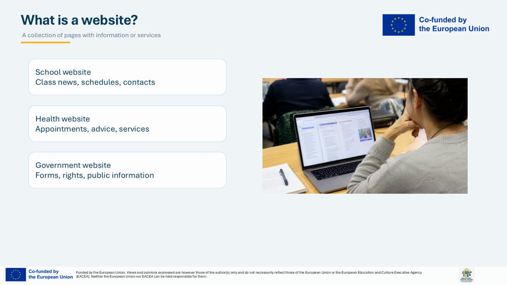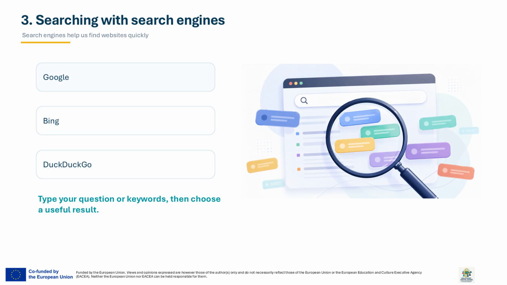A website is a collection of pages with information or services. For example, a school website may include class news, schedules, contact information, and announcements. A health website may give information about appointments, health advice, or services. A government website may include forms, rights, official information, and public services. When we use the internet, it is important to understand what kind of website we are visiting and whether it is reliable. Search engines help us find websites quickly.